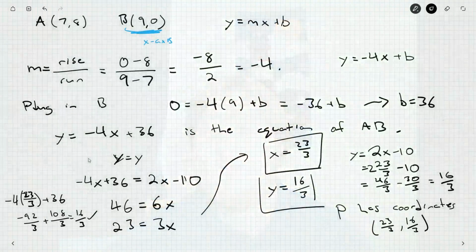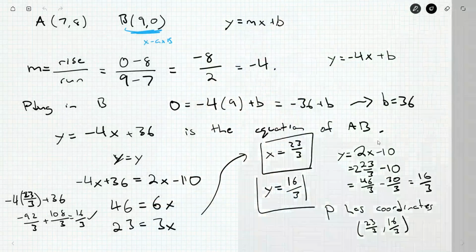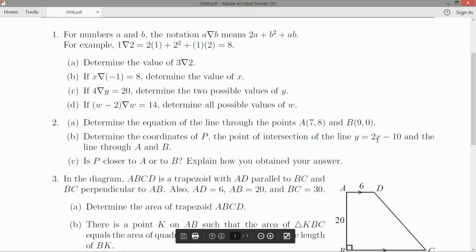All right, so we just have C part left. We're going to flip the page in anticipation of our C part here. Is P closer to A or B? Explain how you obtained your answer. Is P closer to A or B? Well, what can we do? There's sort of a really nice way to tell which one's closer. And that's to use the distance formula between coordinates.